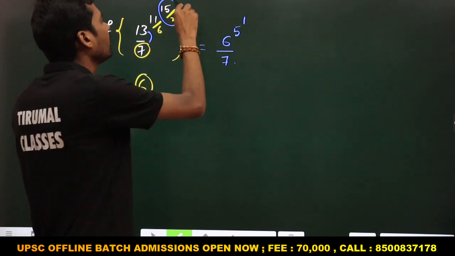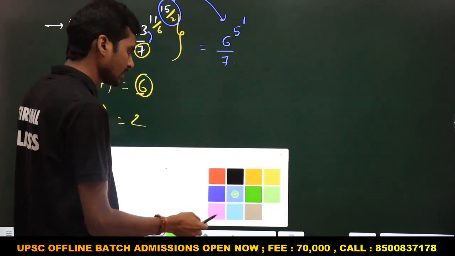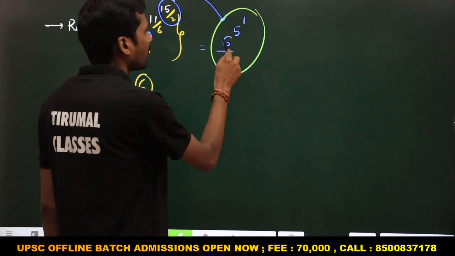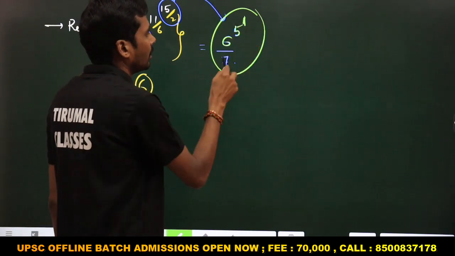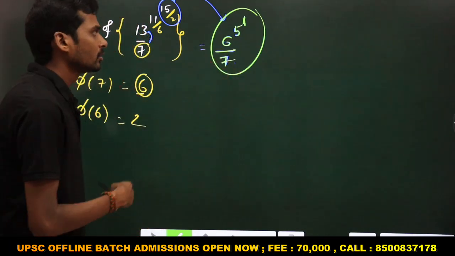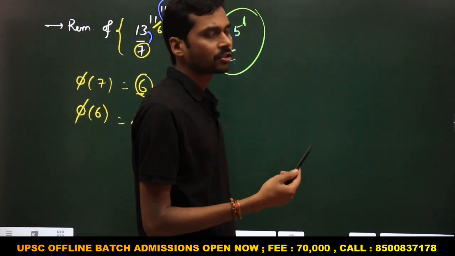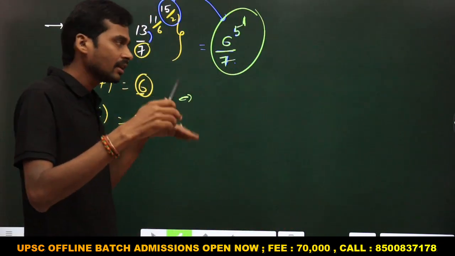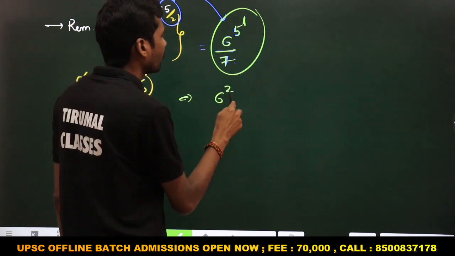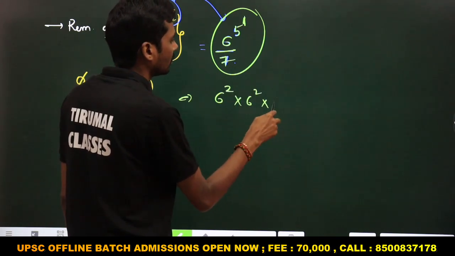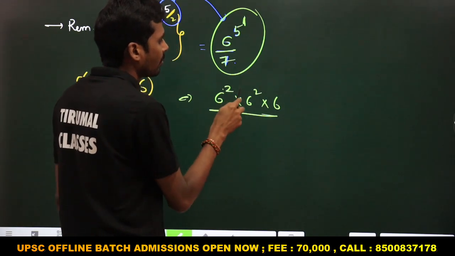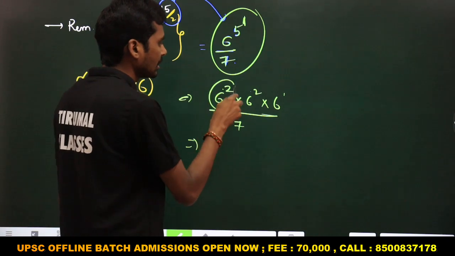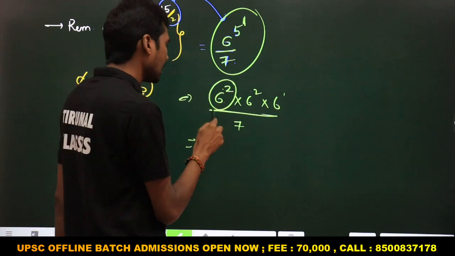Now my final thing will become 6 to the power of 5 to the power of 1, divided by 7. So 6 to the power of 5 to the power of 1 means 6 to the power of 5 only. If you don't know the value of 6 to the power of 5 directly, you can break the number: 6 square into 6 square into 6. When the bases are same, power 2 plus 2 plus 1, divided by 7. 6 square means 36.